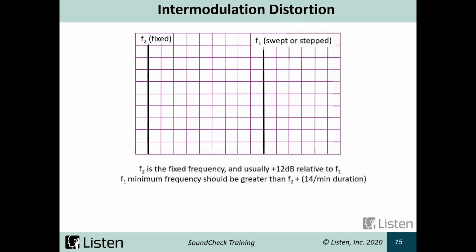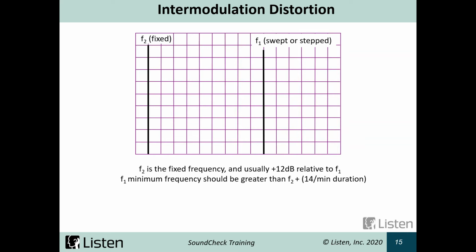So now, how do we pick which frequency and level to use for the two different types of two-tone? For intermodulation distortion, F2 will be the fixed frequency, and F1 will be the swept frequency. F2 is usually 12 dB greater than F1. And for the frequency itself, the minimum that F1 should sweep down to should be greater than F2 plus 14 divided by the minimum duration.